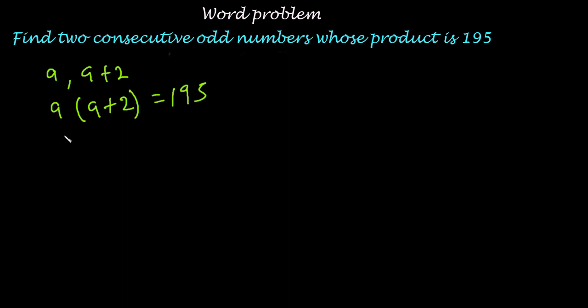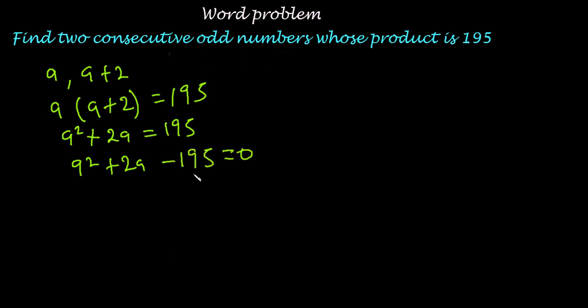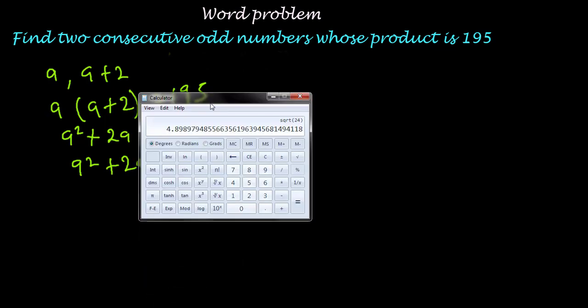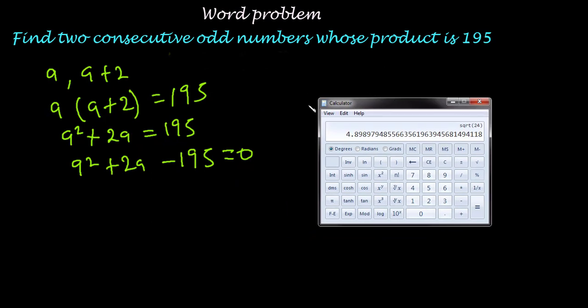So we have a times a is a square, plus 2a is equal to 195. So we say a square plus 2a minus 195 is equal to 0. Then we ask, what are we going to add together to give us 2, and when we multiply together to get 195? Like I said, this is a pure trial and error process.